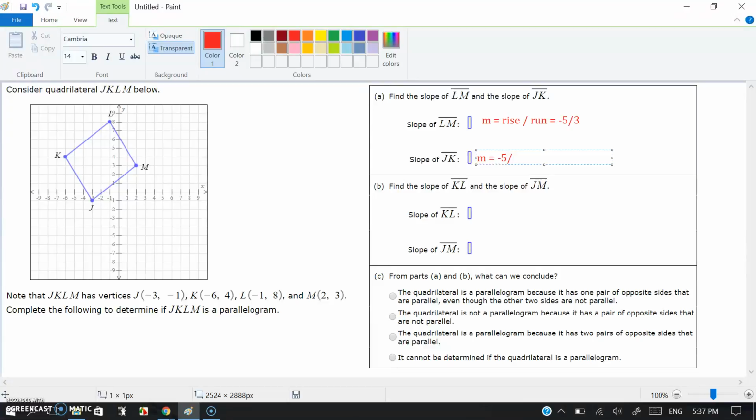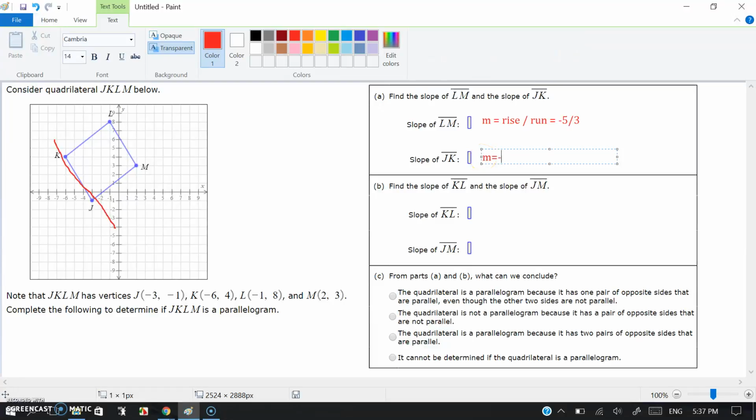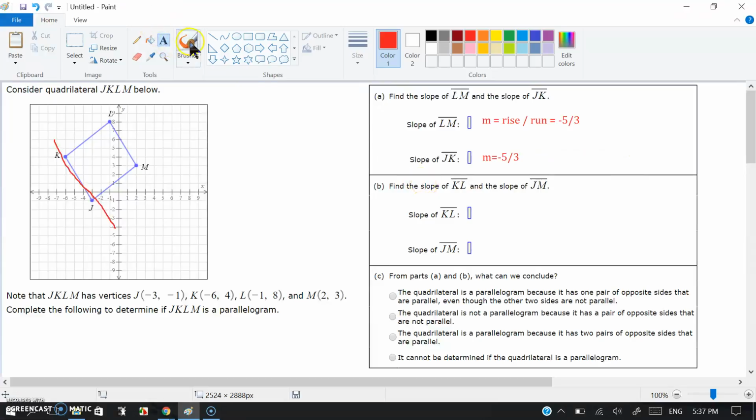What's my run? From point K to point J, I'm going to the right by 3. So my slope of JK is also -5 over 3. Oh, sorry about that. Let me just type that again. The slope is also equal to -5 over 3. In other words, what I can do now is let me erase that.